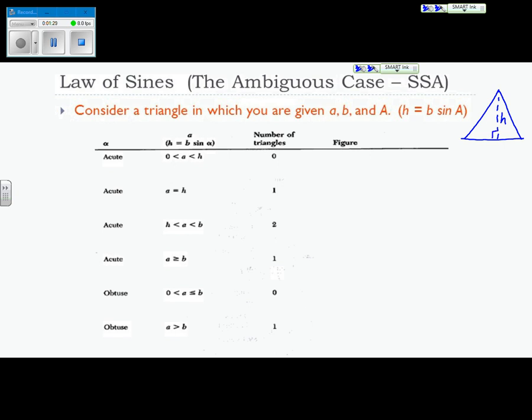Okay? And I'm going to be given this angle A down here, and this is going to be my side b right here. And so I know good and well that sine of that angle A, like we've been doing in the previous videos, is going to be h over b. So I wanted you to see where this little formula came from. It's definitely just SOHCAHTOA, that b sine A is definitely equal to h. Okay? So keep this in mind whenever we're working through these.